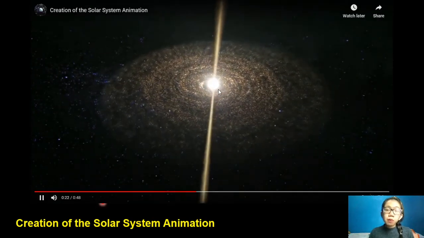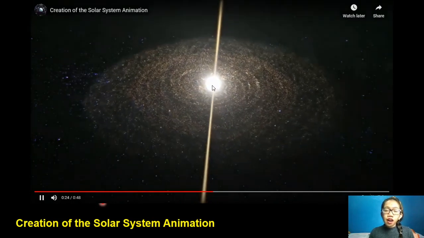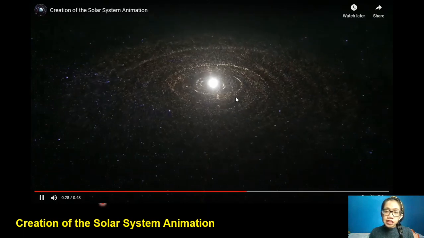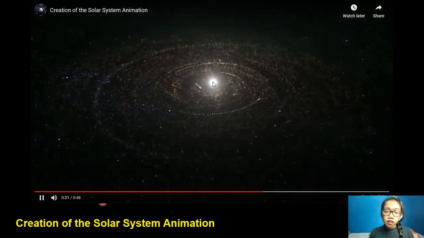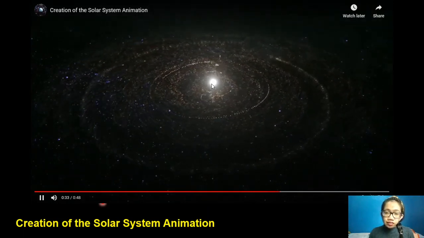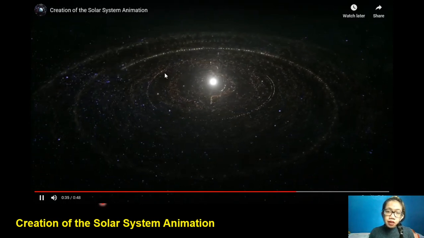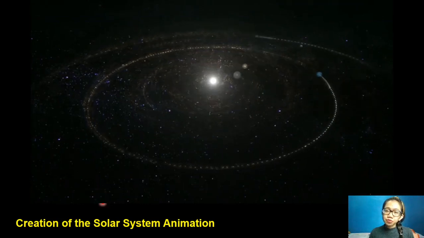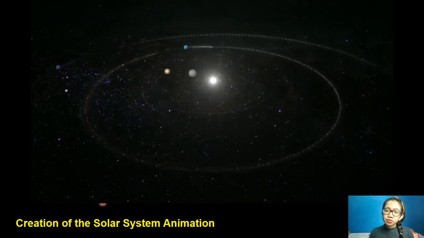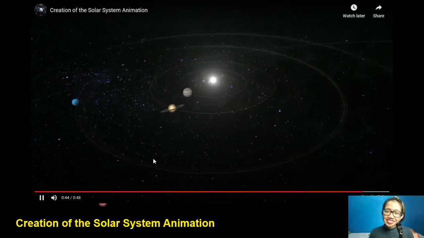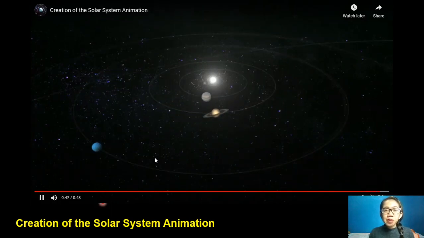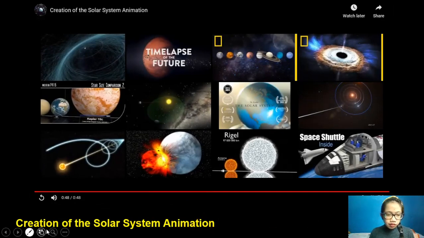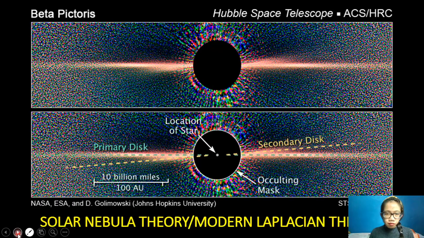So that's the formation of the star. And then whatever material is left that is not included in the formation of the sun will become the material that will form the planets. Looks cool, right? That's your animation of the solar nebula theory. Okay, next slide.